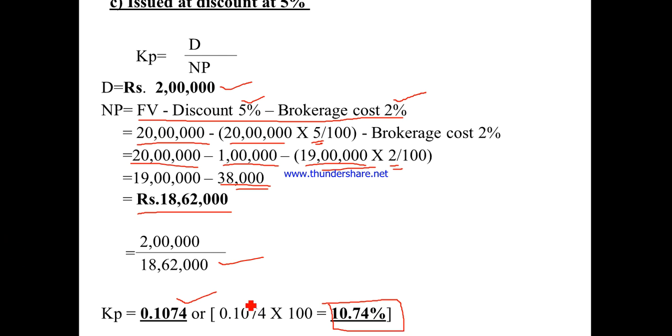So the cost of preference share capital when the preference shares are issued at a discount of 5% is 10.74%. This covers how the cost of preference share is to be calculated when the preference shares are issued at par, at a premium, and at a discount.